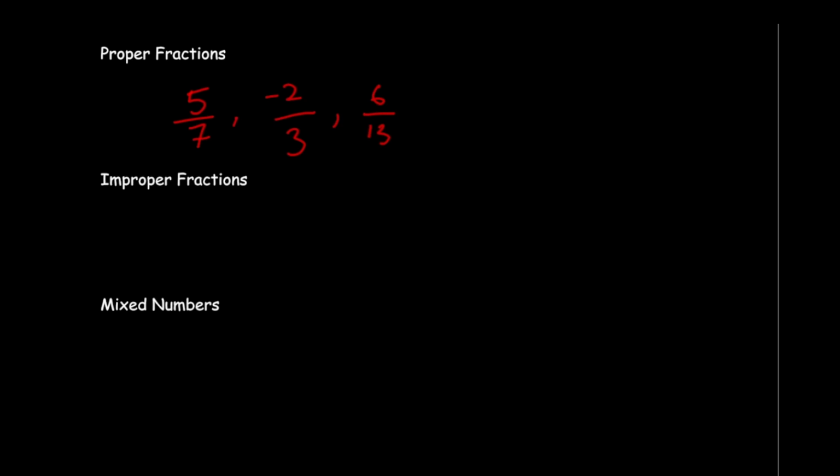Improper fractions are the opposite of proper fractions, where the numerator is bigger than or equal to the denominator. So the top number is bigger than or equal to the bottom number. An example could be 9/7 or 7/7. Again, a negative example could also work, -12/10. Or simply 8 would work, because it's technically 8/1, and 8 is bigger than 1.